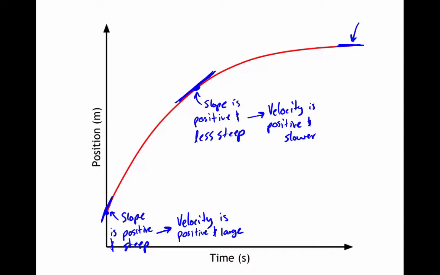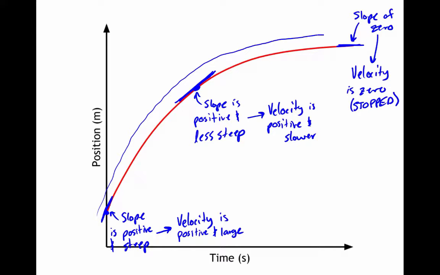Finally, at the very end, it looks like a slope of 0. That means that my velocity is also 0. So we should see an object that has a very large velocity moving in the positive direction, and then it should slow down to a stop at the very end.